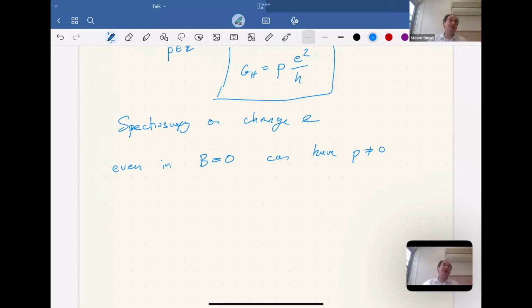So this has been shown to happen in zero magnetic field in a number of different systems: magnetically doped topological insulators, in twisted bilayer graphene, in molybdenum telluride twisted on top of tungsten selenide, so-called moire heterostructures. And generally, this kind of system is known as a Chern insulator. And this integer p is equal to the Chern number.